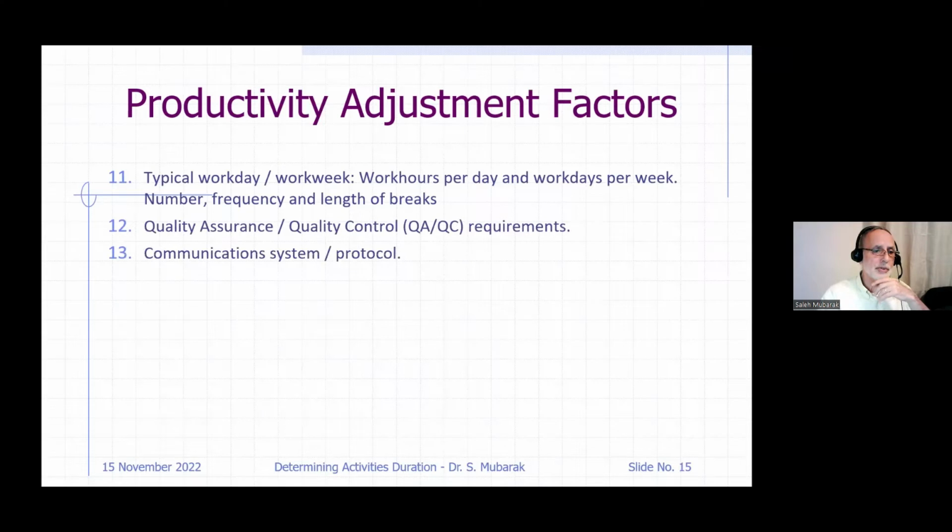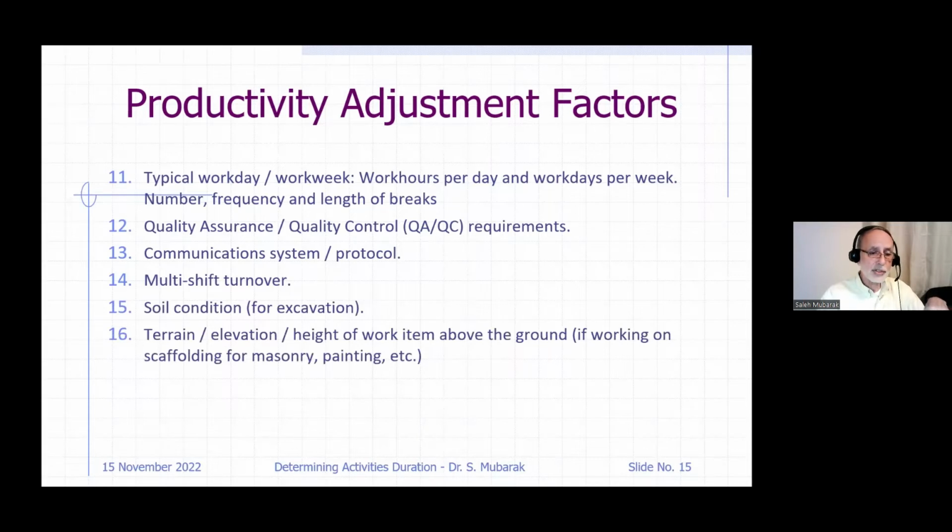Quality assurance, quality control, communication system, communication protocol, multi-shift turnover. Again, I'll talk about it in a second. Soil conditions, terrain elevations. This is only if you are working on a higher elevation, whether I'm talking about scaffolding, or the whole site is like 10,000 feet above the ground, where oxygen is not as abundant as it is somewhere else. I remember a few years ago, there was a soccer or football tournament in La Paz in Bolivia, and people complained that La Paz, the capital of Bolivia, is very high. And I know that firsthand because I've been to Peru, and I went to Cusco, where Machu Picchu mountain is. Indeed, when you go there, you feel shortness of breath.